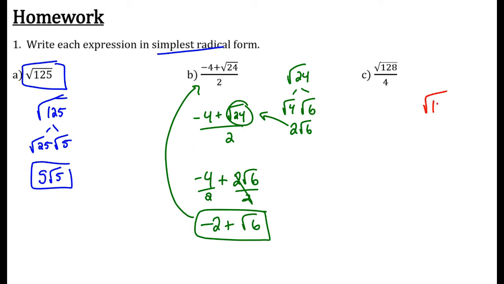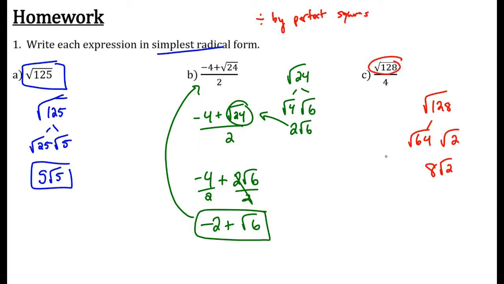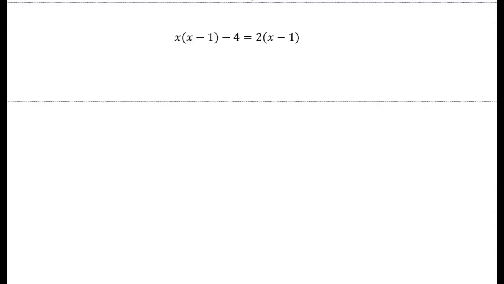Got the square root of 128. So I need to know what's the biggest perfect square that goes into 128. And if you don't know what to do, use your calculators. Divide by perfect squares. Divide by perfect squares is the shortcut. And if you think about it, isn't this 64 times 2? The square root of 64 is, sorry, the square root of 64 is 8 times the square root of 2. So this is really the 8 square roots of 2 over 4. 8 over 4 is really 2 square roots of 2. So hopefully you remembered how to simplify radicals because that's going to come up while we work with the quadratic formula.